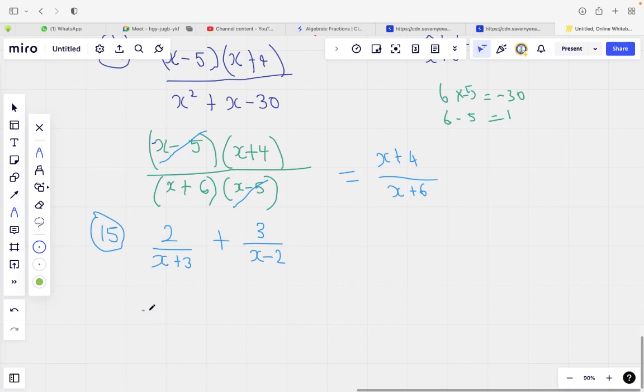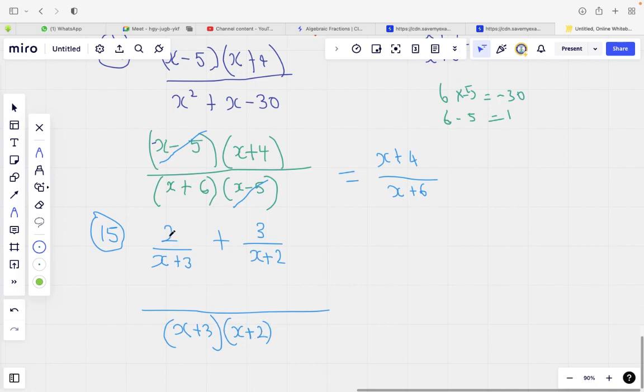Yeah. Okay, so as usual, we find the LCM by saying x plus 3 in one bracket and x minus 2 in another bracket. Wait, it's x plus 2, not x minus 2. Oh, it's x plus 2. Yeah. Okay, so we write x plus 3 in one bracket and x plus 2 in another bracket.